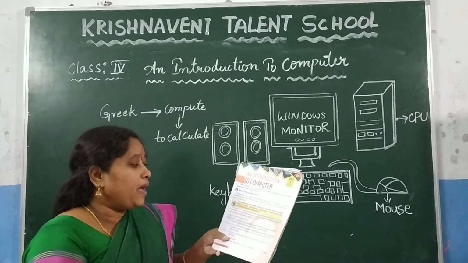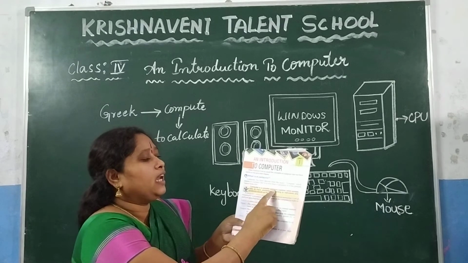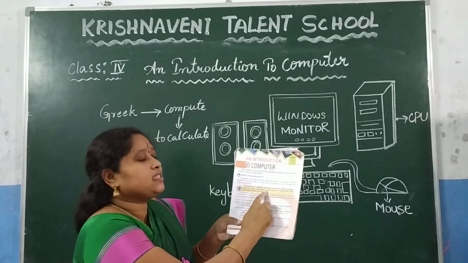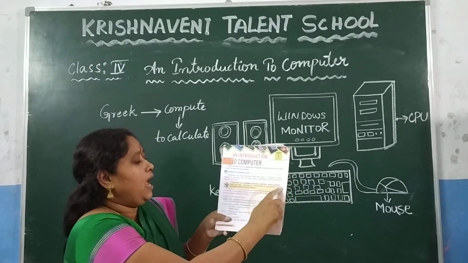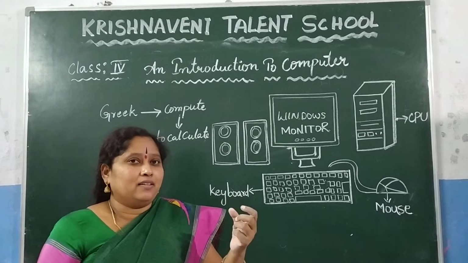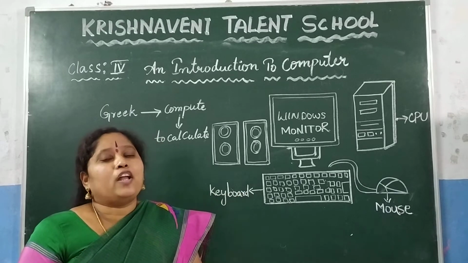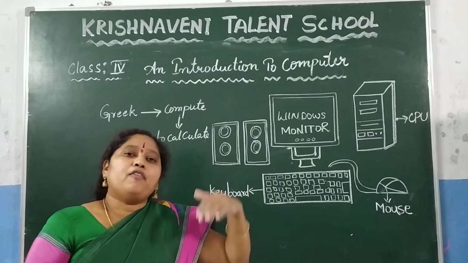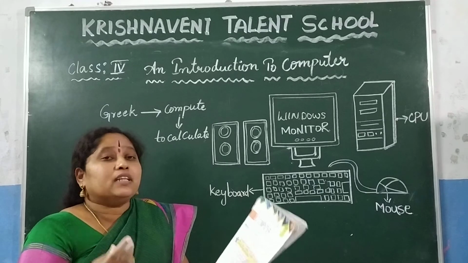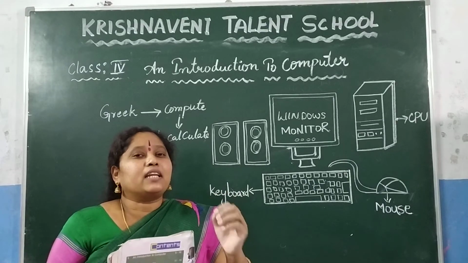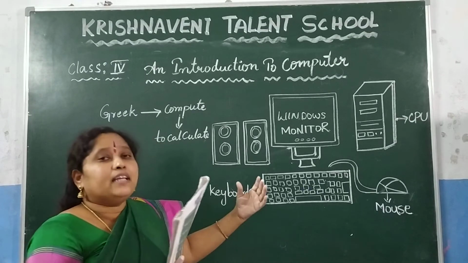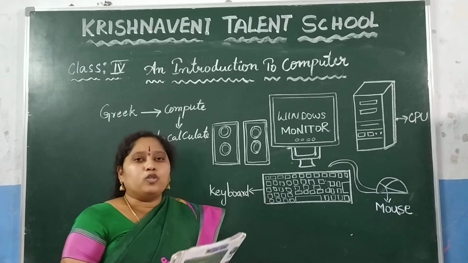Now let us read the second para. A computer is a versatile electronic machine which accepts the data as input, processes it according to the instructions, and produces the result as an output. Why is it known as a versatile electronic device? Versatile means it can perform many tasks. It accepts the data, the instructions which are given by us, processes the data, and gives the results as an output.